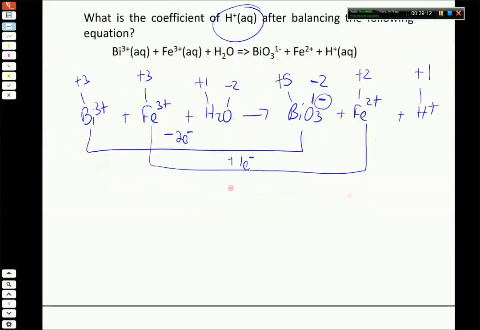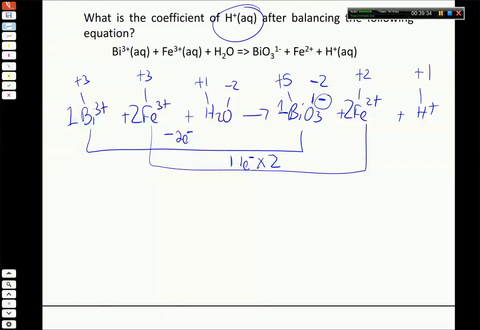But what has to be true is that they have to be equal to each other. And so if this is 1 electron, this is 2 electrons, we have to double the coefficients on iron to make it also a 2 electron process. We're going to put a 2 and a 2 there to make sure that the Fe3+ can accept 2 electrons. 2 of them can accept 2 electrons to make 2 Fe2+. We keep the coefficients here as 1 to make sure the electrons remain balanced.